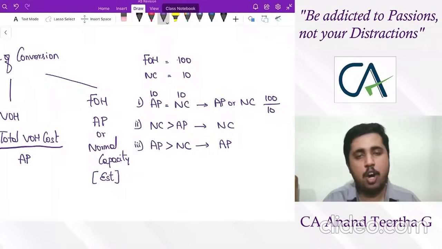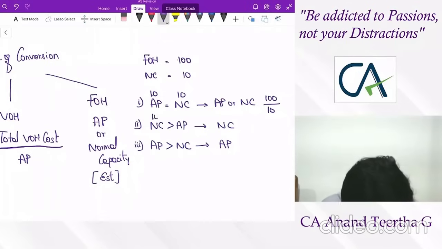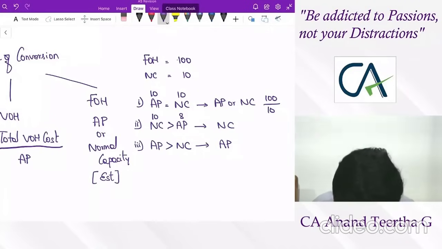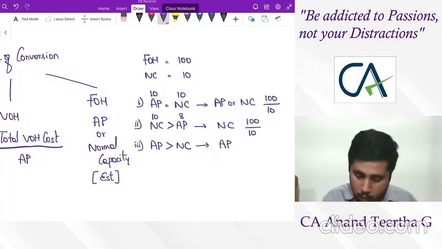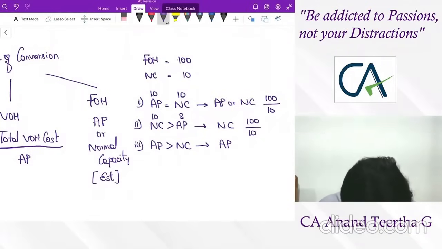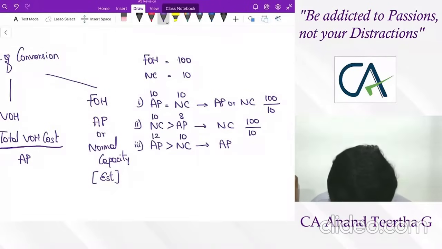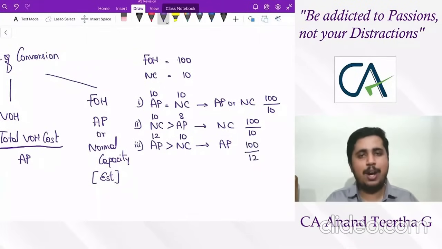Then the second one, normal capacity is more than actual production. So normal capacity is 10, and let's assume actual production to be 8. Now, in this case, how do I calculate? It is 100 divided by 10. Why? Normal capacity should be the denominator. What about the third one? Normal capacity is 10, and let's say actual production is 12. If actual production is more than normal capacity, then it is 100 divided by 12. So this is how you have to calculate per unit value of fixed overhead.